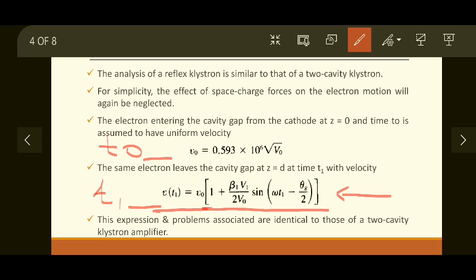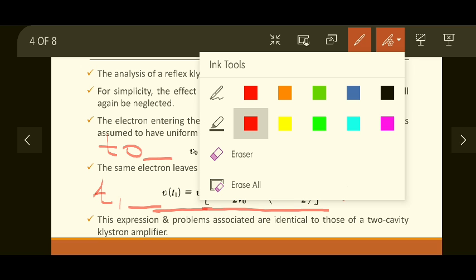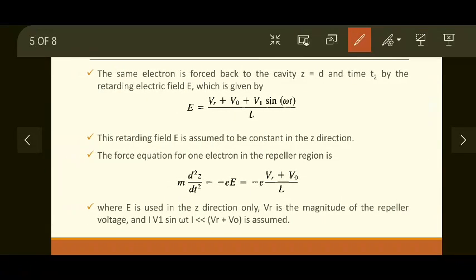The next part is when the electrons come back to the exit point of the cavity at time t2: what will be the velocity at time t2? That is the next point of discussion. The same electron is forced back to the cavity at distance z equal to d and time t2 by the retarding electric field E. The repeller electric field, the retarding electric field, is given by E equal to Vr plus V0 plus V1 sin omega t, all upon L.